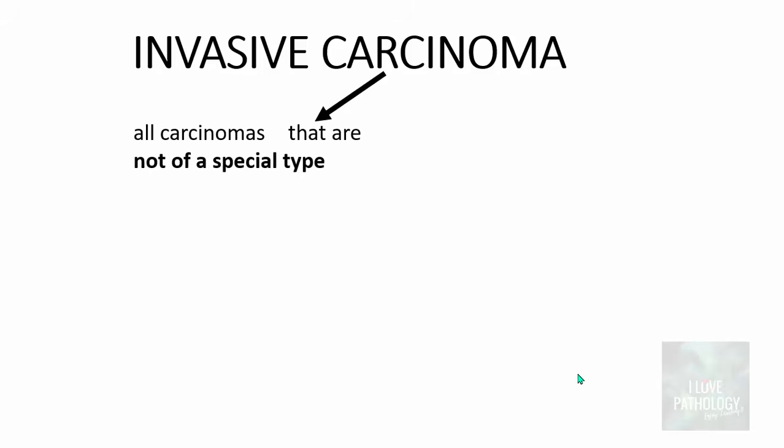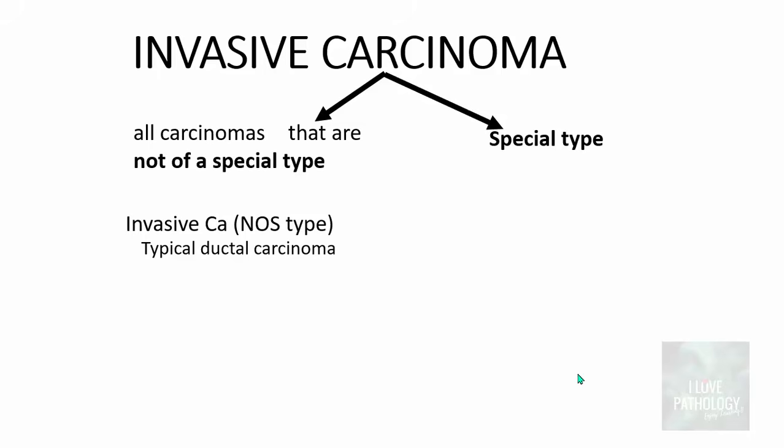In the last part, we talked in detail about the non-invasive carcinoma, that is carcinoma in situ, DCIS, lobular carcinoma in situ, and a bit about Paget's disease. Today we will be discussing in detail invasive carcinoma. Invasive carcinomas are categorized into two broad types: one, all carcinomas that are not of a special type, and second, special types of invasive carcinomas.